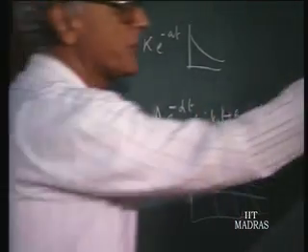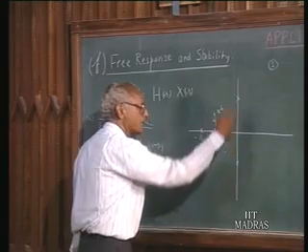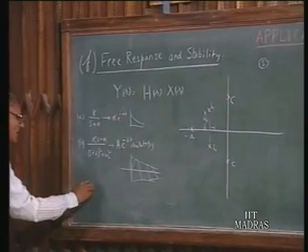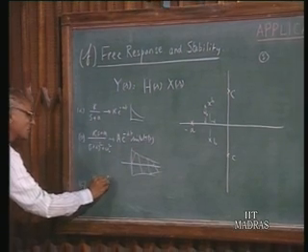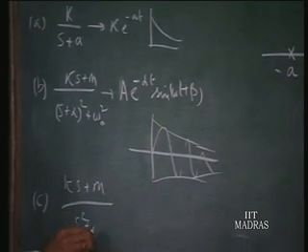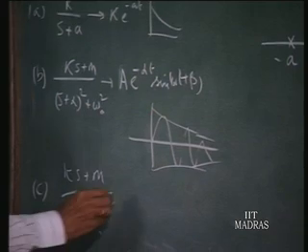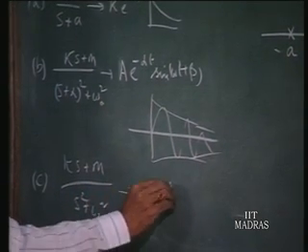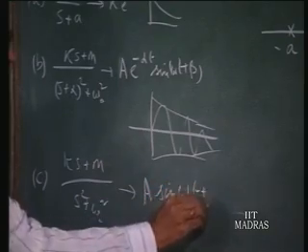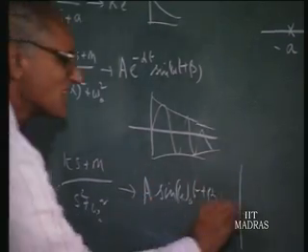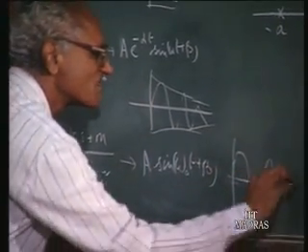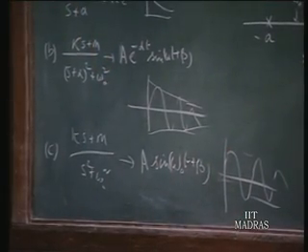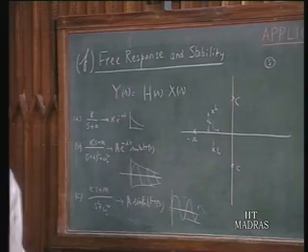On the other hand, if you are having a pair of poles on the imaginary axis, location C, that corresponds to something like (ks plus m) once again over s squared plus omega naught squared, and this gives rise to a response which is sine (omega naught t plus beta), which is sustained oscillations. Therefore, the poles of H(s) dictate the natural response of the system.